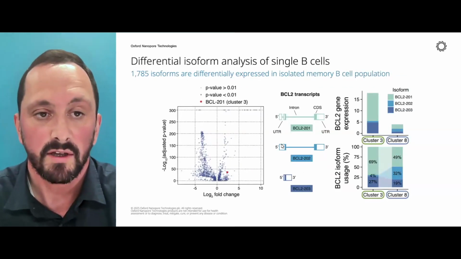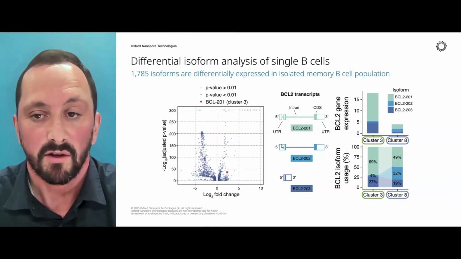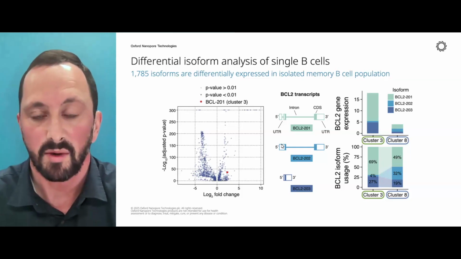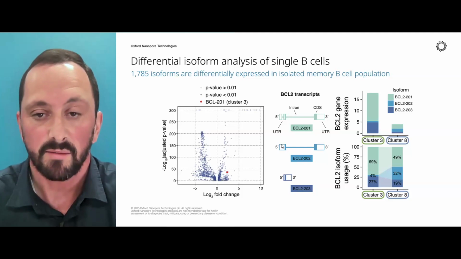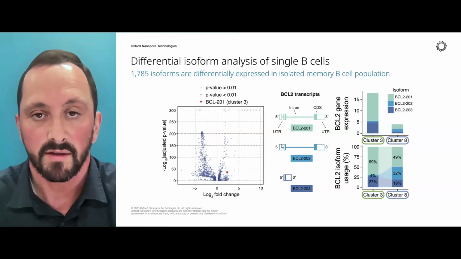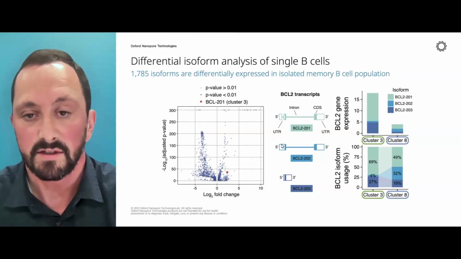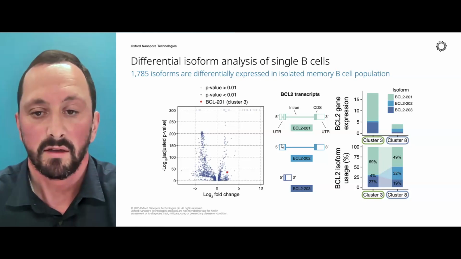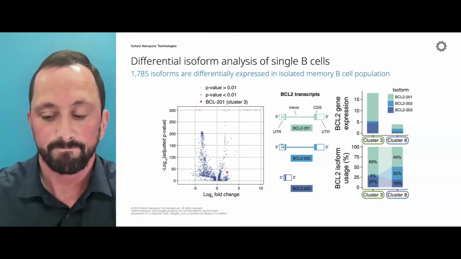And why is that? Well, we can look at differential isoform analysis now between the different clusters. So for example, we saw about 1,800 isoforms that were differentially expressed in this memory B cell population. We see BCL2 as an example where it has 3 different transcripts that were expressed in 2 of these clusters, and there we can quantify the amount of differential expression between these 2 clusters, hinting that one of these clusters is using the BCL2 transcript that the other one is downregulating, for example.